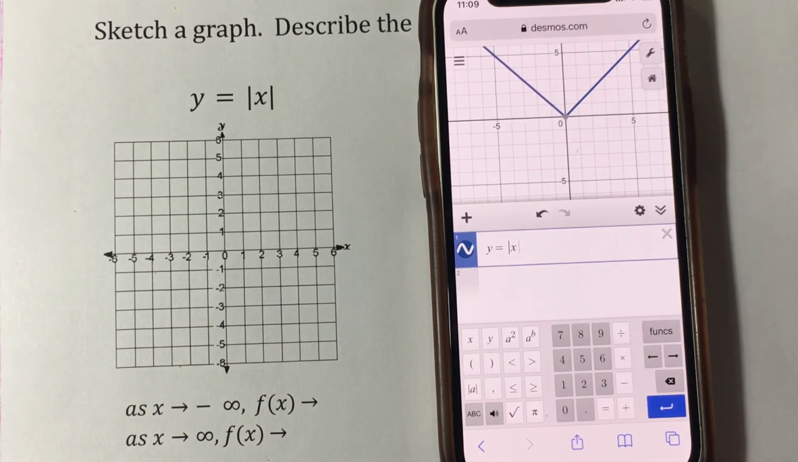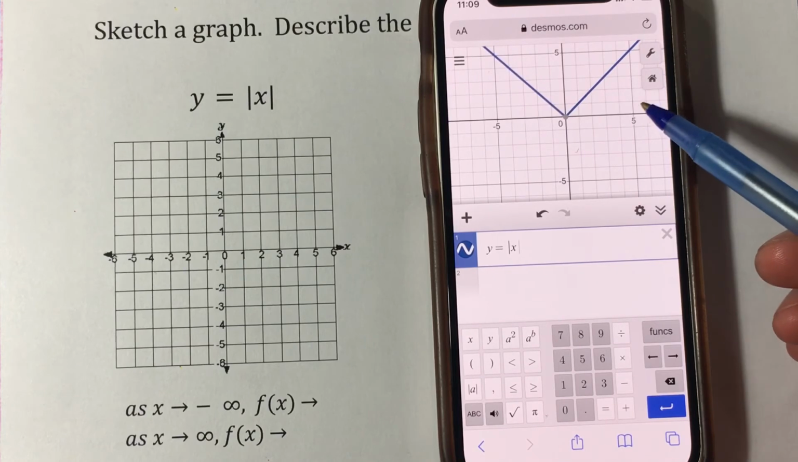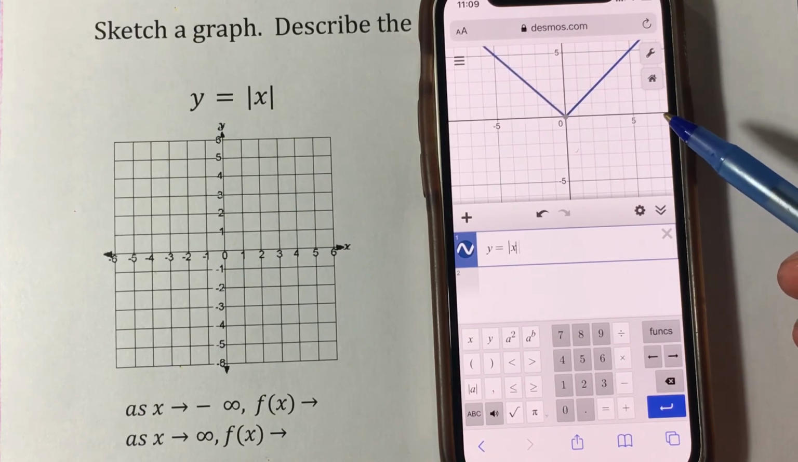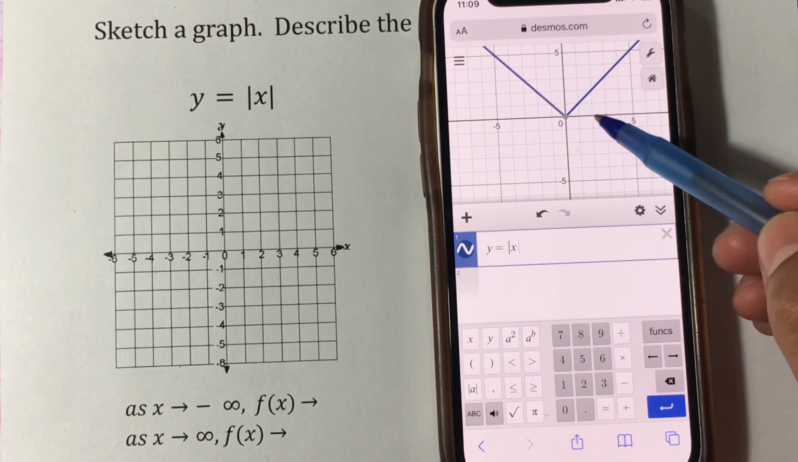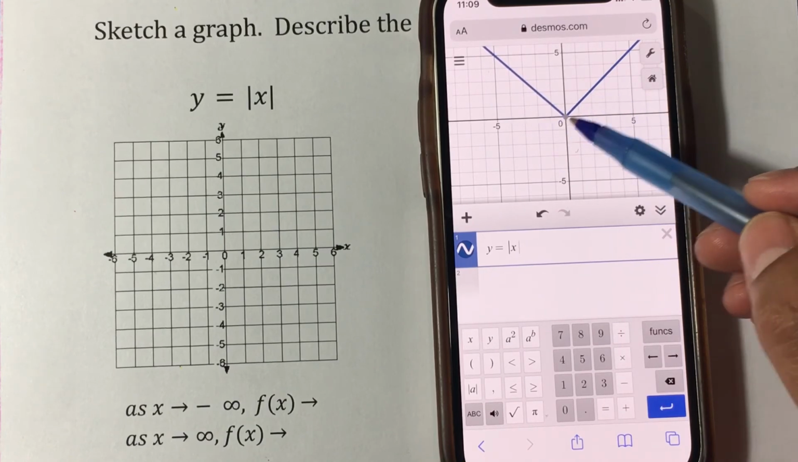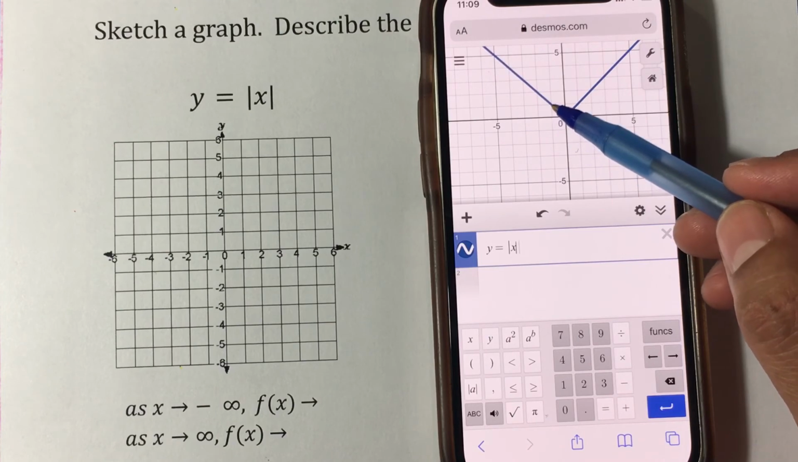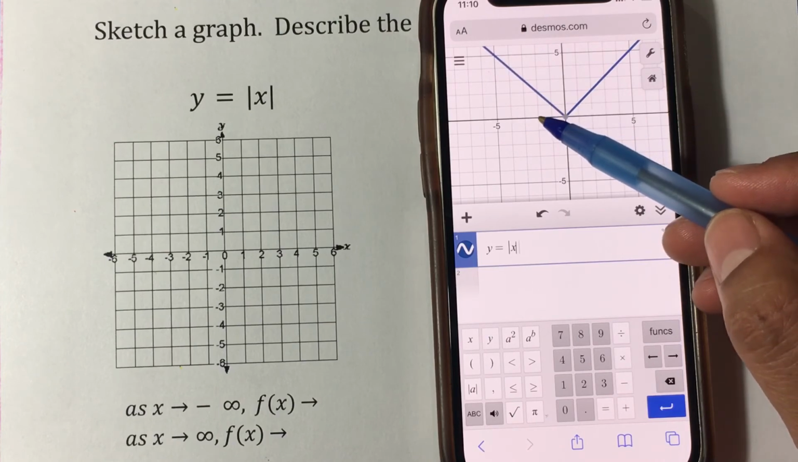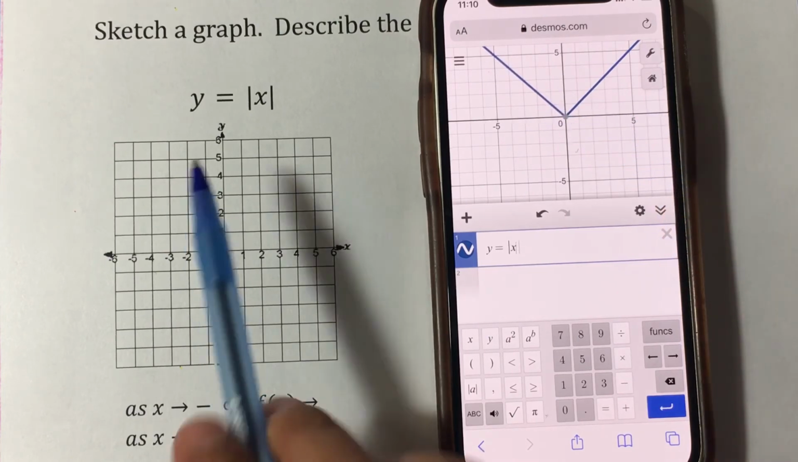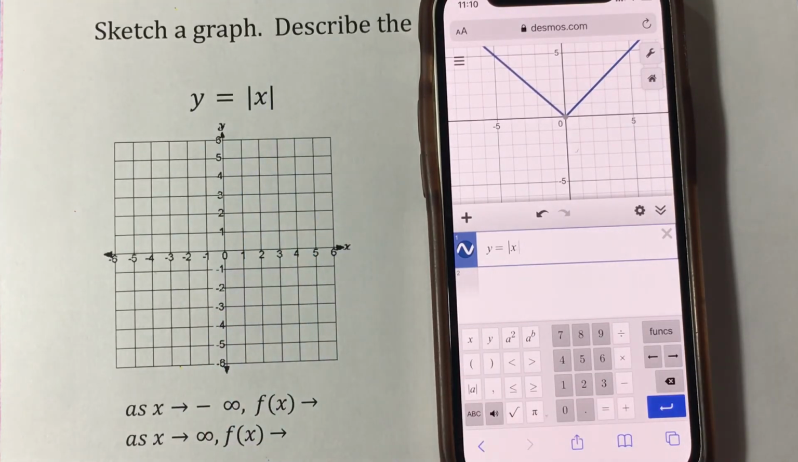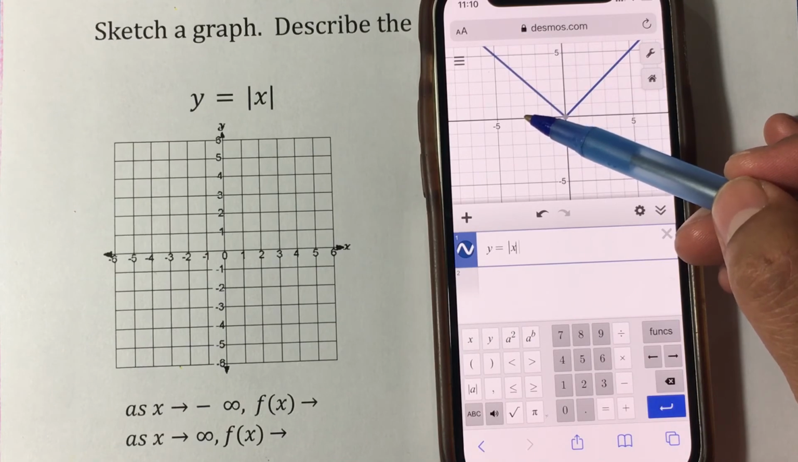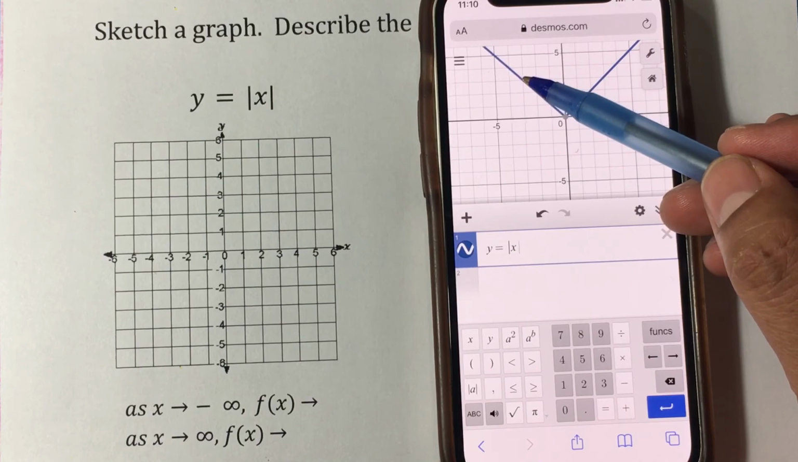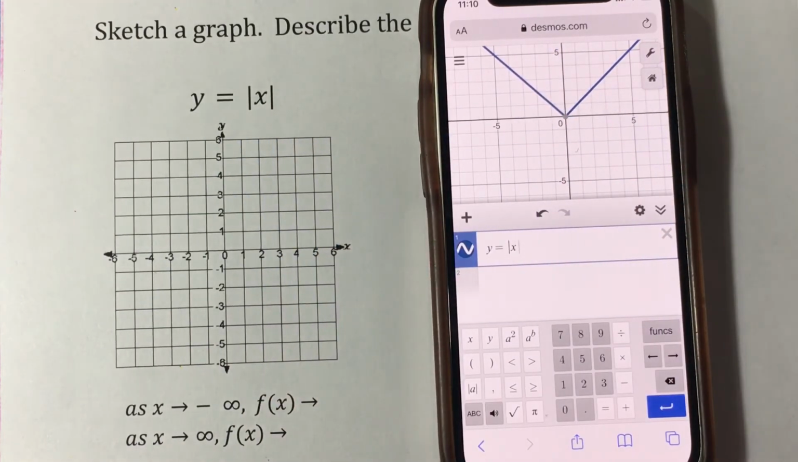If you notice, again, we have seen this graph so many times that you probably already know the mother graph, but the absolute value of 1 is 1. The absolute value of 2 is 2. But on the other side, the absolute value of negative 1 is positive 1. The absolute value of negative 2 is positive 2. Remember that the absolute value tells me that whatever is inside is always positive. So that's why negative 3, for y, will be the absolute value of that. So it's positive 3. Okay? So we sketch it.